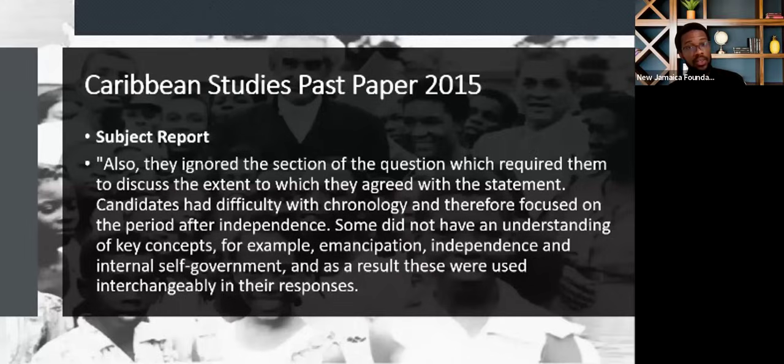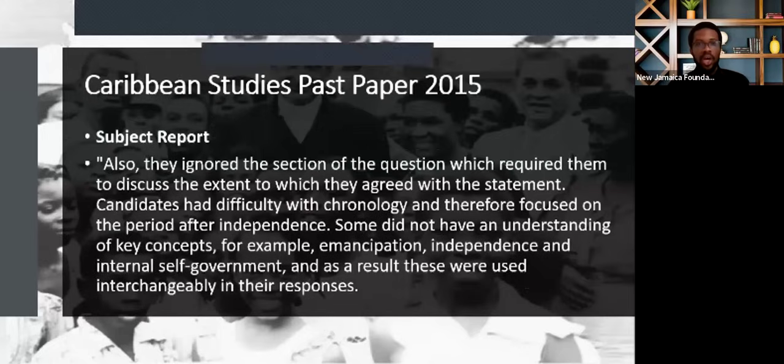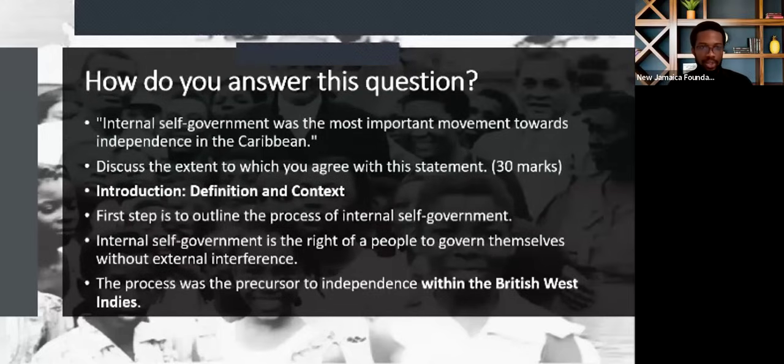This question not only requires you to have an understanding of the decolonization process, or the independence process, but also to argue a specific perspective. In this case, discuss the extent to which you agree with the statement. So how do we go about answering this question? First, we have to look at the statement itself. Internal self-government was the most important movement towards independence in the Caribbean.